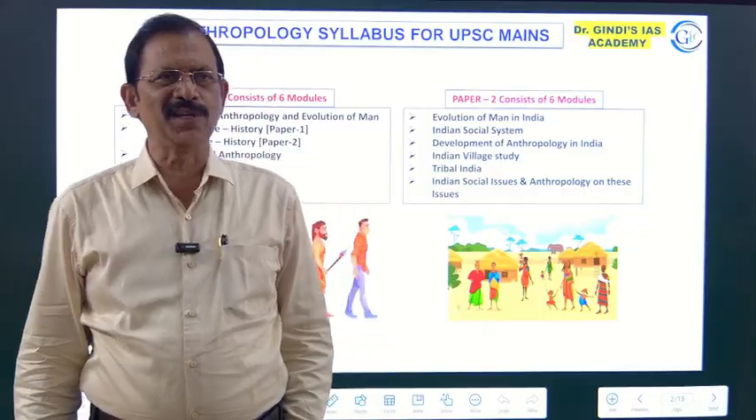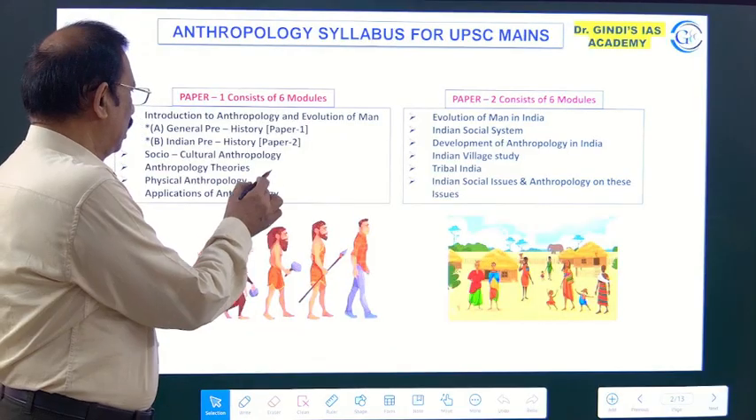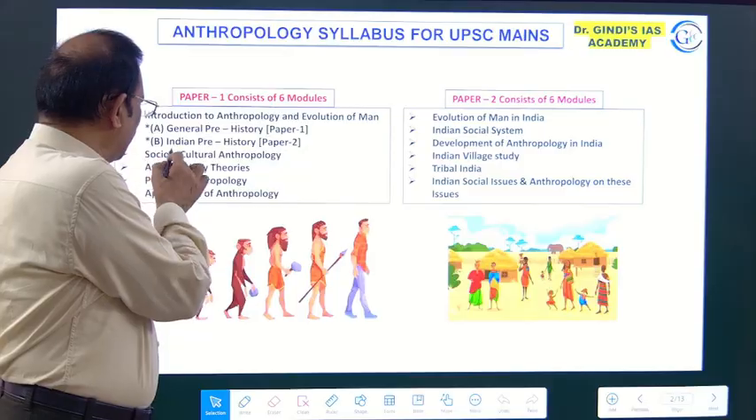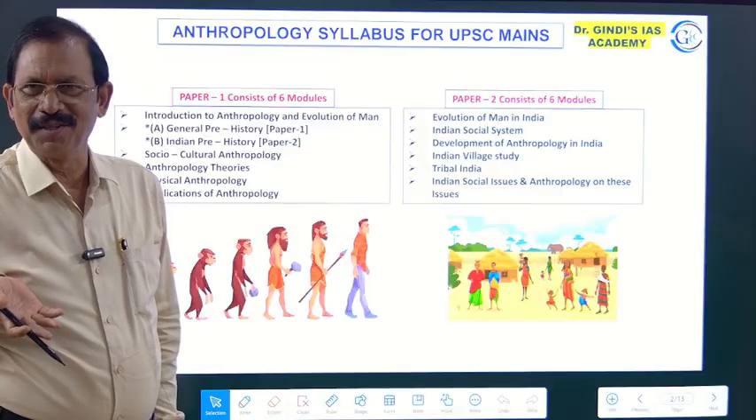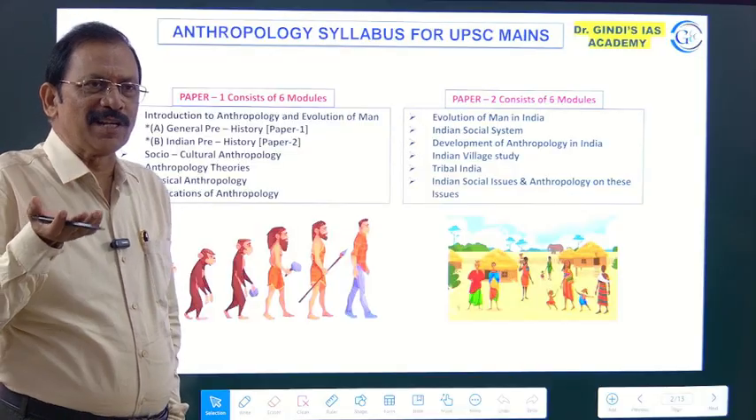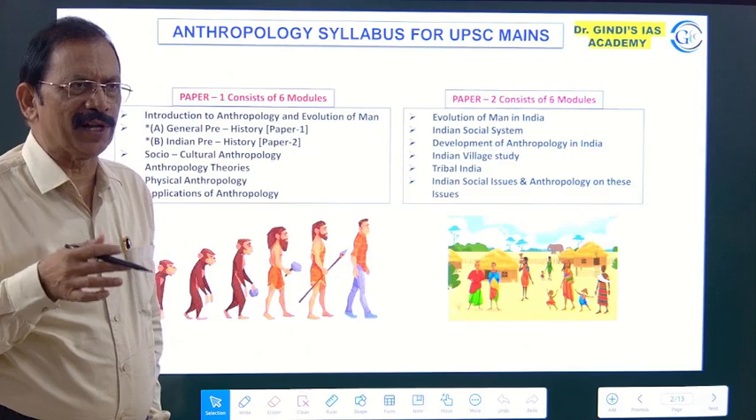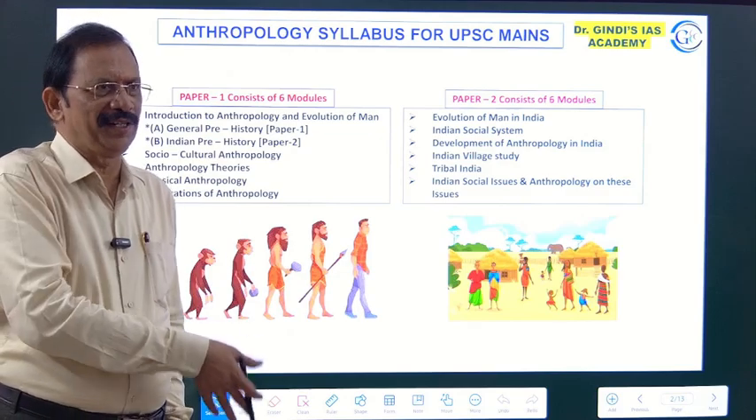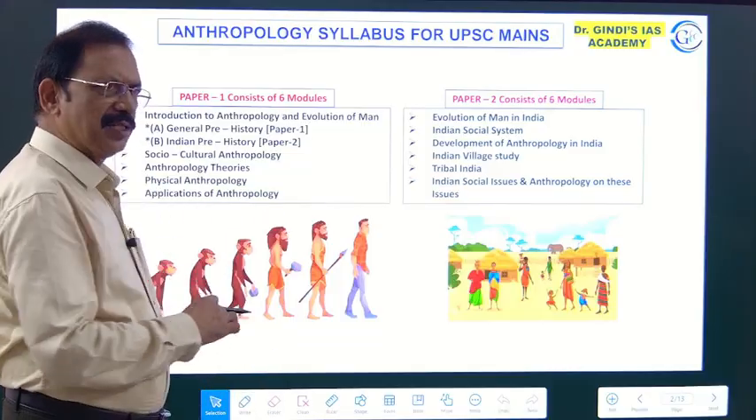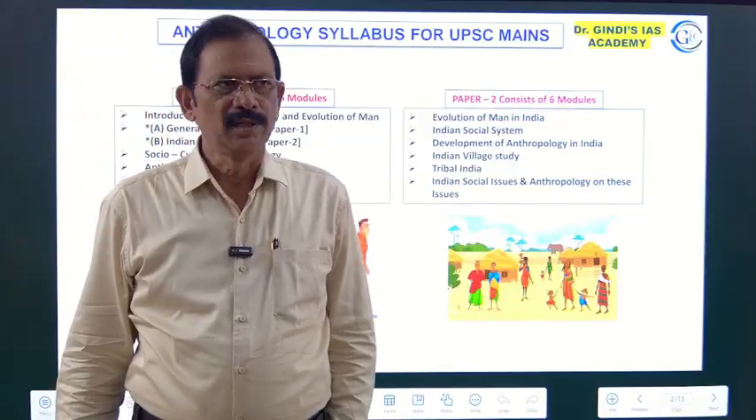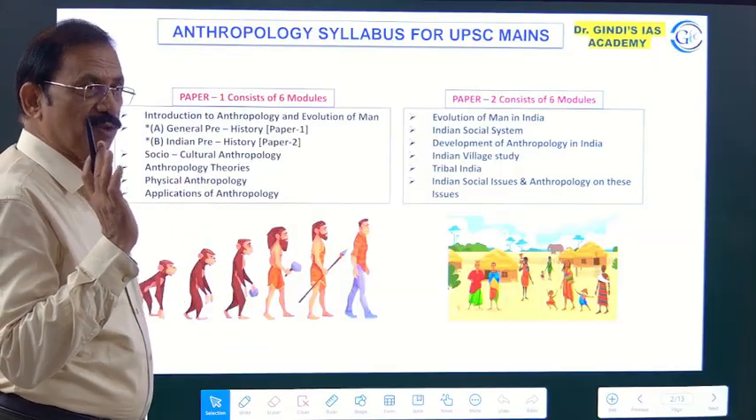Then the third module is socio-cultural anthropology. Anthropology can be divided into 2 parts. One is the social aspects of humans, we the people. What are the social aspects of humans and what are the cultural aspects? Both are combined as socio-cultural anthropology. I am going to discuss it in detail in the class. Then, anthropological theories. What are the theories? Various theories. We can get one question from this, 100%. From each and every module we can expect one question, minimum guarantee.